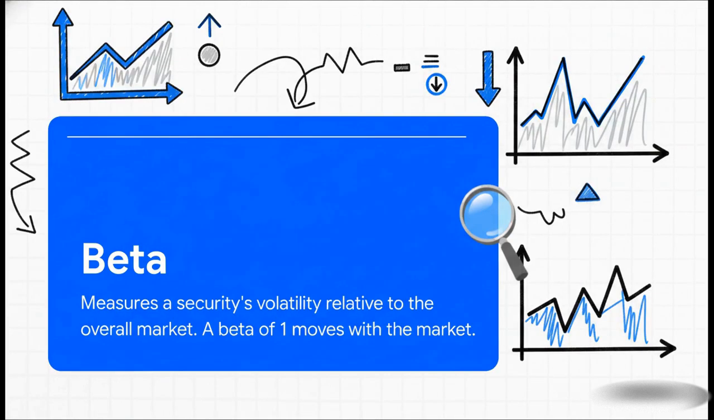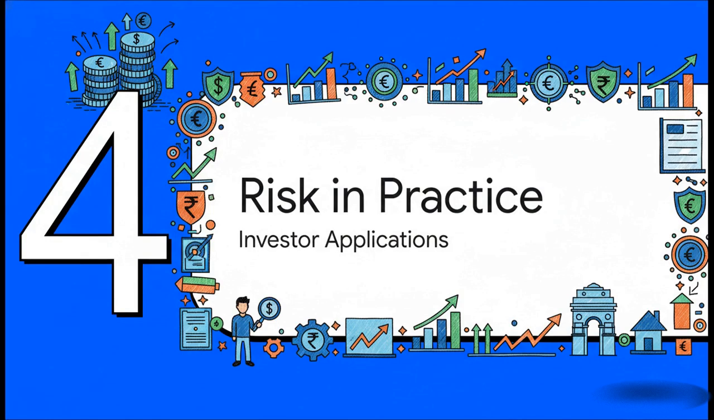And finally, we have beta. Beta tells you how a stock or a portfolio tends to move compared to the overall market, like the Sensex. So a beta of 1 means the stock pretty much moves in sync with the market. But a beta of more than 1, that suggests it's more volatile. It tends to go up higher when the market is rising, but it also falls harder when the market is dropping.